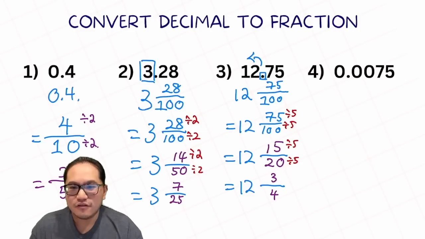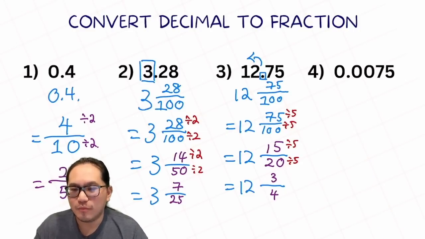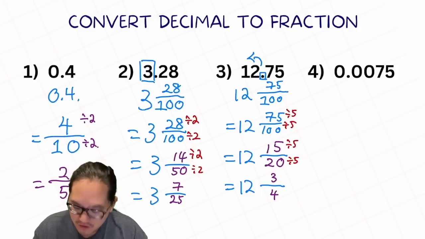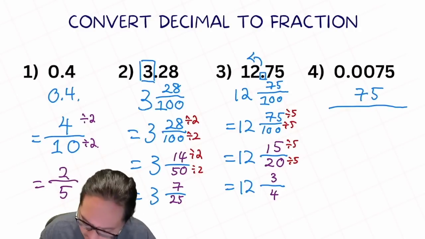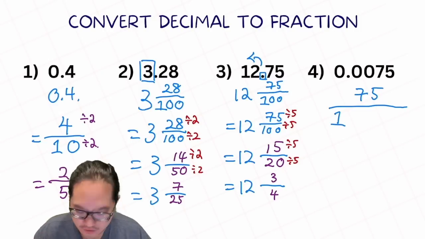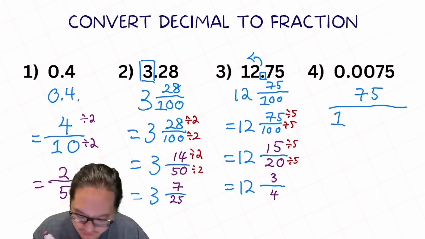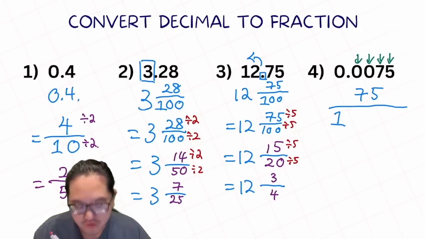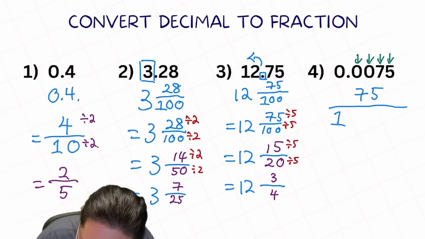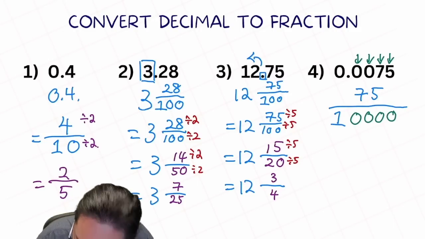Perfect. So now our last practice, we got 0.0075. So how do we set this up? We put 75 on the top, right? We know that it all starts with 1. But how many 0s do we need to add? So let's see. We got 1 unit, 2 units, 3 units, 4 units behind the decimal. So we know that right here, we need to add 4 0s.